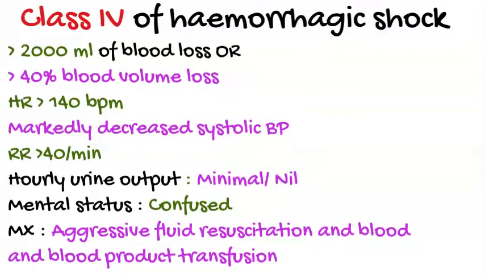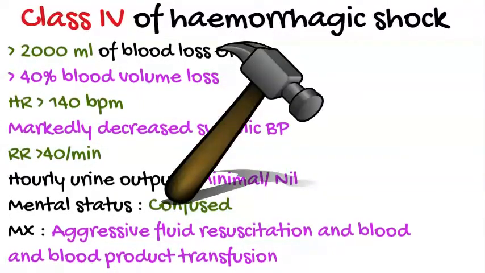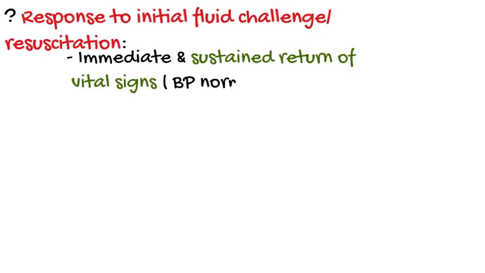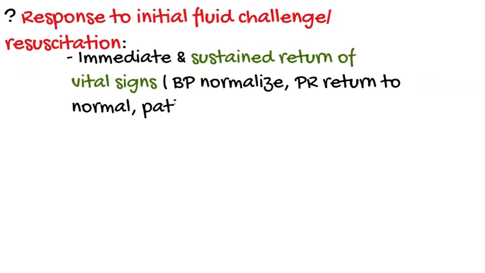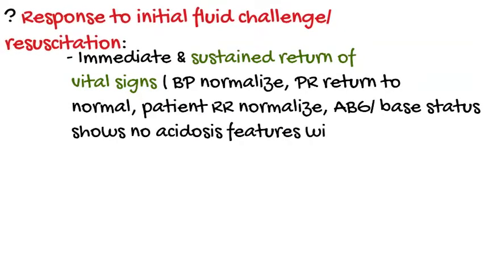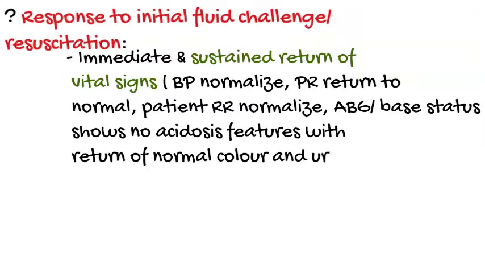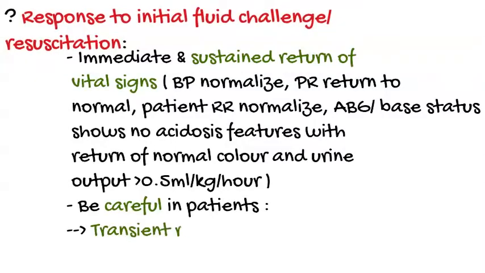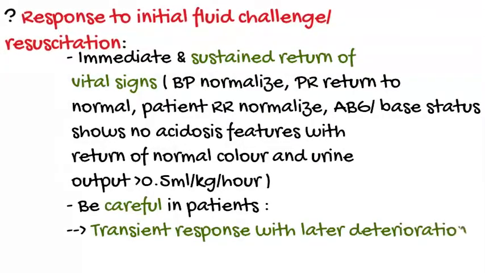Patient will be confused. In this case, you need to aggressively resuscitate the patient with fluid, blood and blood product transfusion. So how do you know whether the patient is responsive to the initial fluid challenge or resuscitation? They will show signs of immediate and sustained return of vital signs. The BP will be normalized, the pulse rate will return to normal, the respiratory rate will be normalized, the ABG or base status shows no acidosis features with return of normal color and urine output more than 0.5 ml per kg per hour.